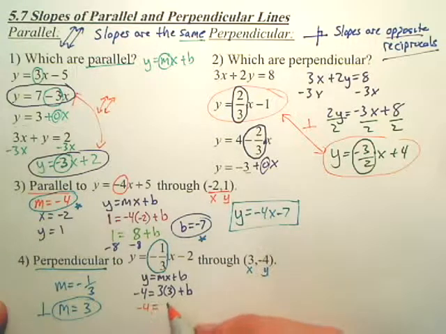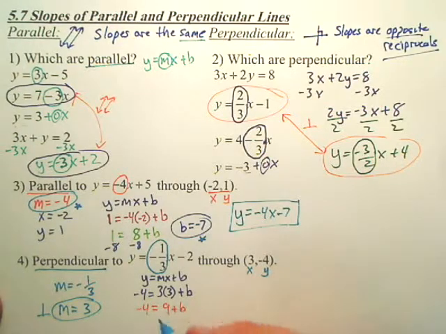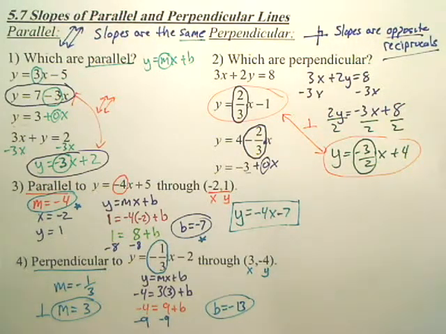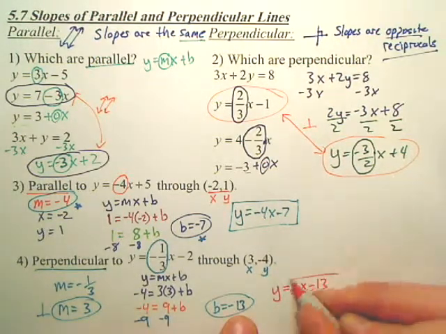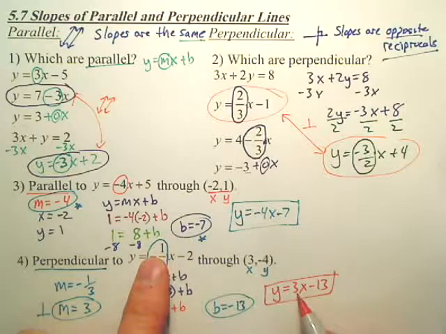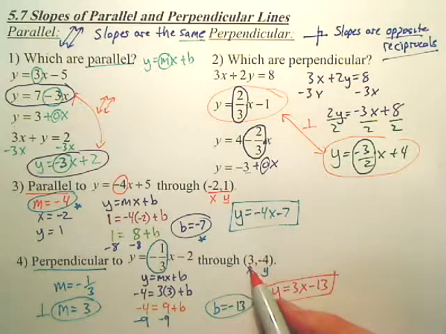So -4 equals 9 plus b. How do you get b by itself? You minus the 9 over. So b is -13. All that means, that's my slope, that's my b. Is this graph perpendicular to this? Are these perpendiculars? Are the slopes opposite reciprocal? Is -1/3 and 3 opposite and also reciprocal? Yes. Now, this graph with b of -13 will go through the point 3, -4.